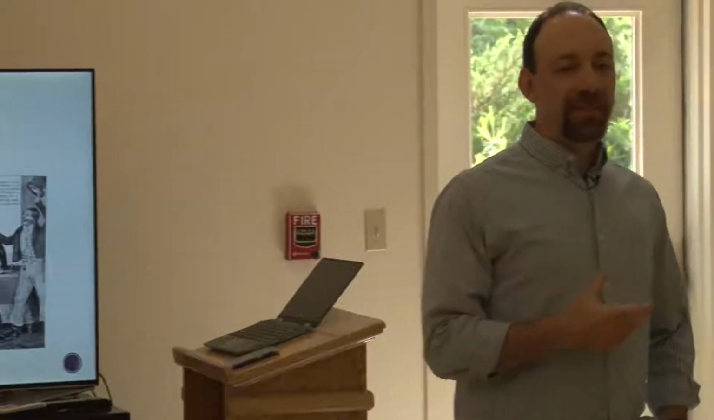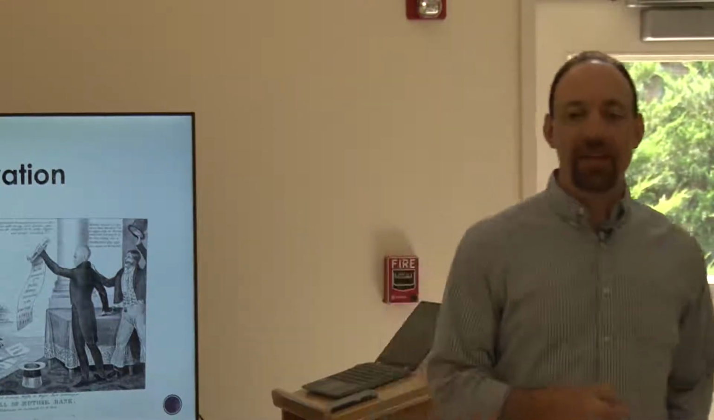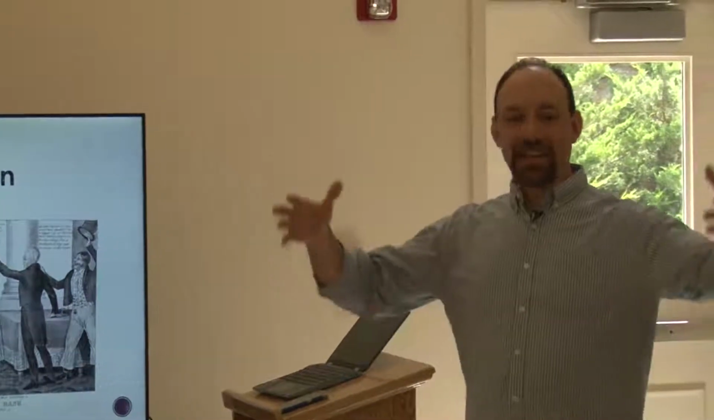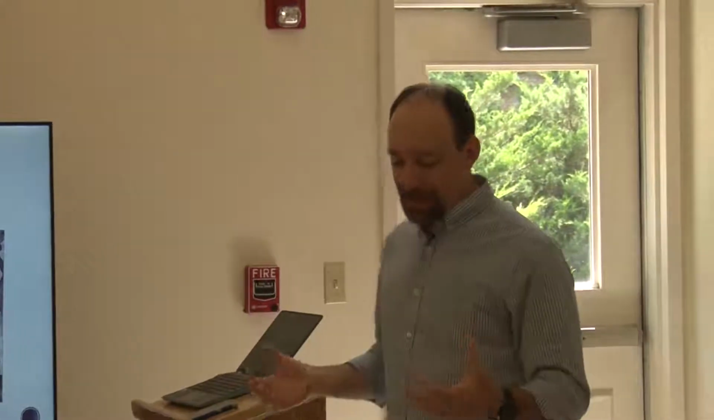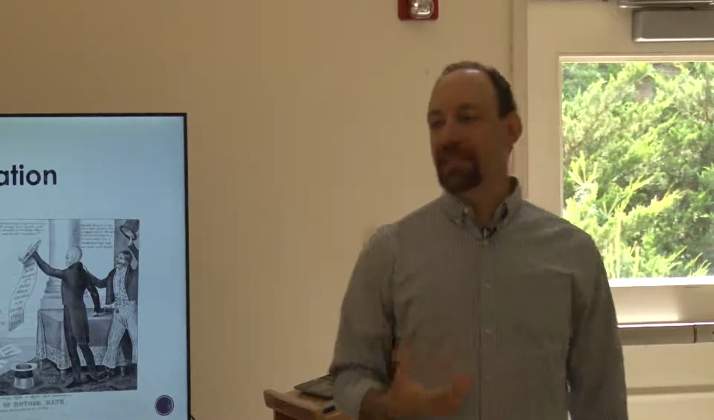One of the big political issues during Andrew Jackson's administration was the Bank of the United States, the rechartering of the Bank of the United States. The Bank of the United States was this entity that had been created by Alexander Hamilton under George Washington. Andrew Jackson and his supporters hated the Bank of the United States because they thought it gave too much power to this corporation. And one of the goals that Jackson had was the dismantling of the bank.